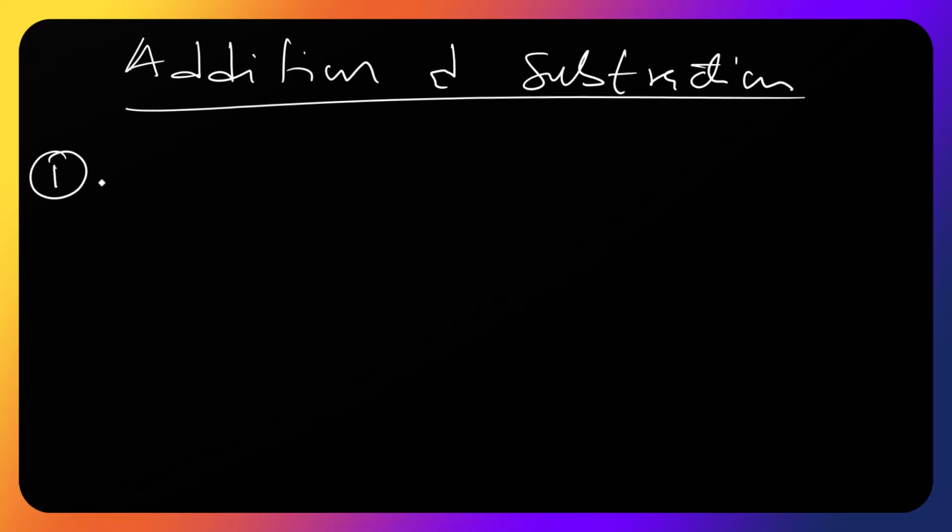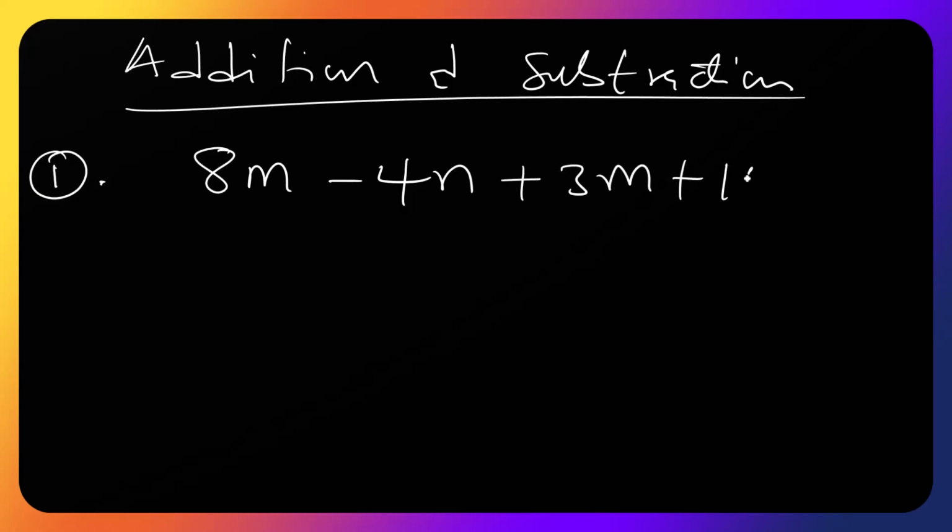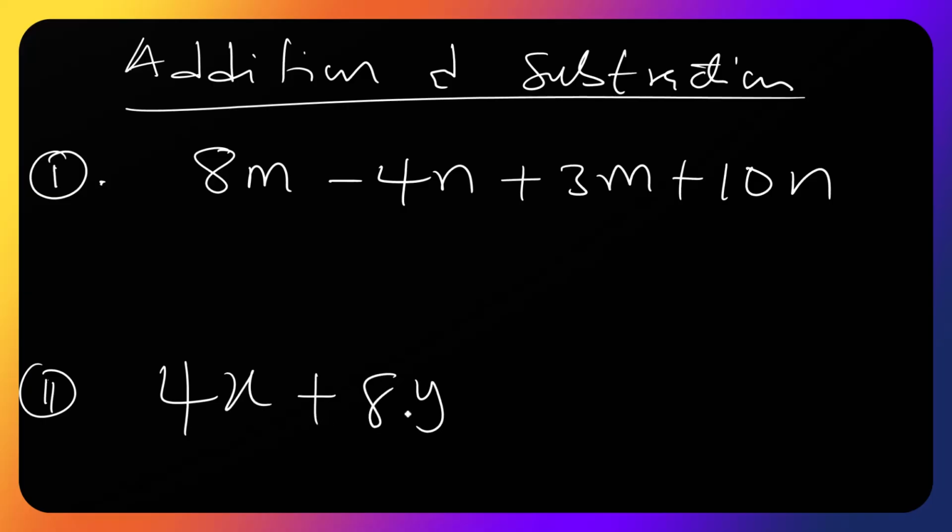1. So we have 8m minus 4n plus 3m plus 10n. Okay. 2. So let me bring the 2 here. 4x plus 8y minus 2x plus 7y. Okay.